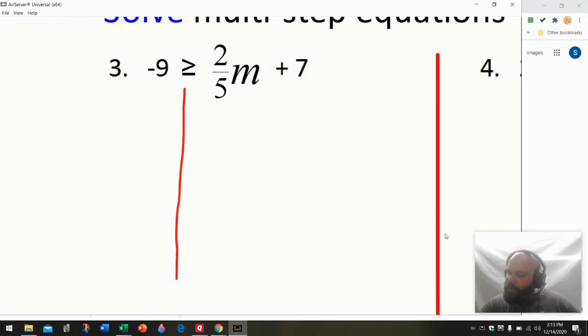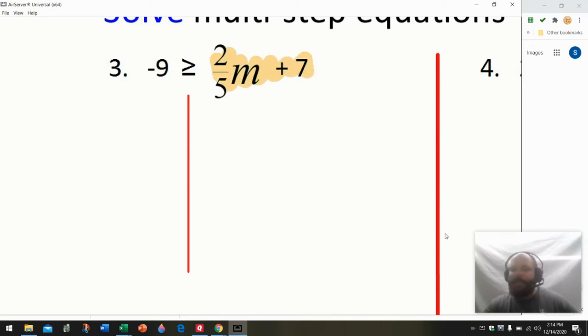I am going to draw a line right down here. And I'm going to notice my variable right here, m. It is being multiplied by 2/5. It is also being added to 7. So we need to undo both of those. The first thing that we're going to undo is the 7. I'm going to back up for a second. We are going to undo the 7, but what I want you to see is the left-hand side, there's nothing that we can do on that side by itself. Same with the right-hand side. There's nothing to do over there.